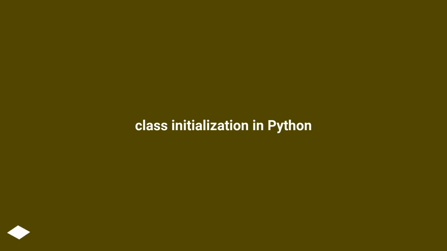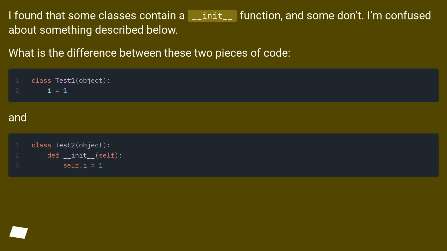Class initialization in Python. I found that some classes contain an __init__ function, and some don't. I'm confused about something described below. What is the difference between these two pieces of code?